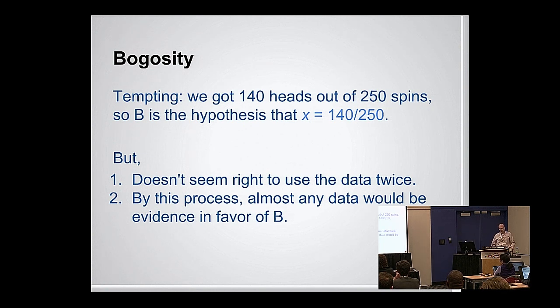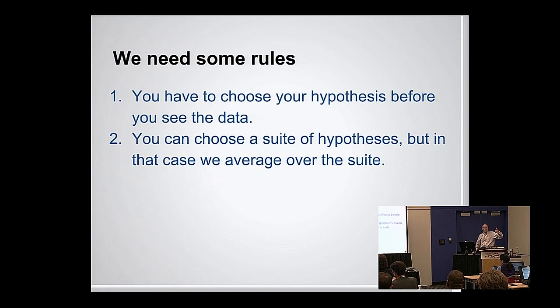We need rules. Rule number 1, you have to choose your hypothesis before you see the data. The other is, you can have a range of hypotheses. You can say, I think the coin is biased, but I don't know by how much. You could say, I think it's between 60 and 70, or I think it's between 51 and 80. You're allowed to have a range of hypotheses, but if you do, then I'm going to average the likelihood across your range of beliefs. I'll show you what that looks like.